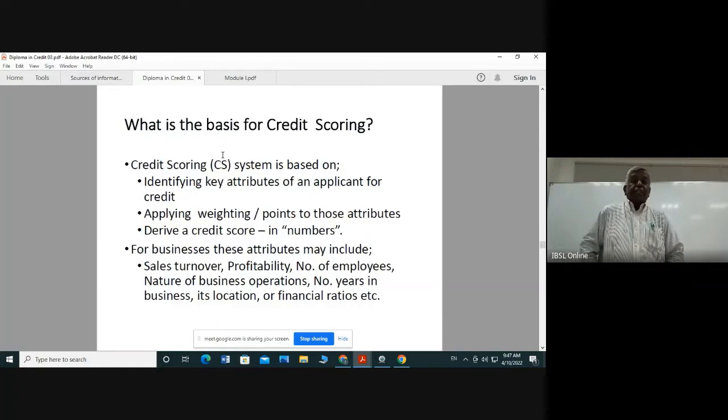What is the basis of credit scoring? The credit scoring system is based on identifying key attributes of an applicant for credit, applying weighing points to those attributes, and deriving a credit score in numbers. Anyway, I'm just telling you how this was developed.